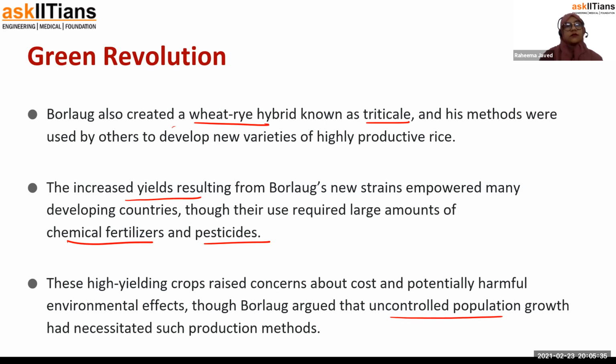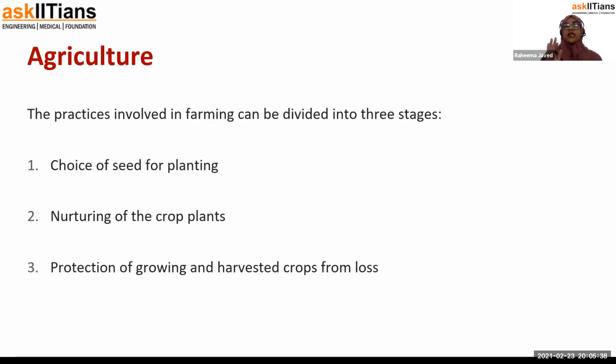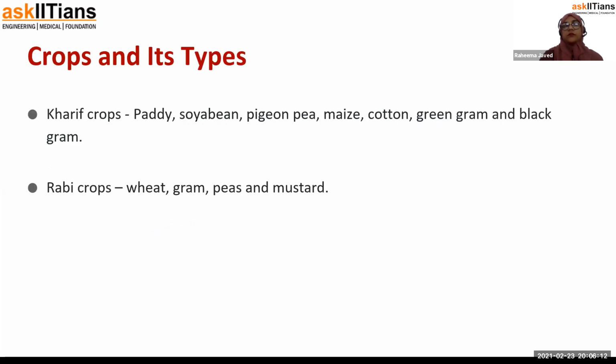Quite interesting. Now let's move on to the agriculture. And in agriculture, the practices involved in farming can be divided into three stages. First, there should be a choice of seed for planting. Then, nurturing of the crop plants should be there, and protection of growing and harvested crops from losses. These are the three important points that should be kept in mind by the farmers if they want to increase the crop production.